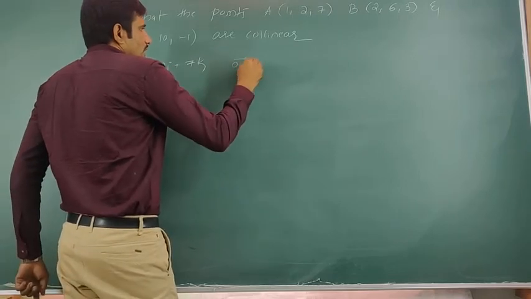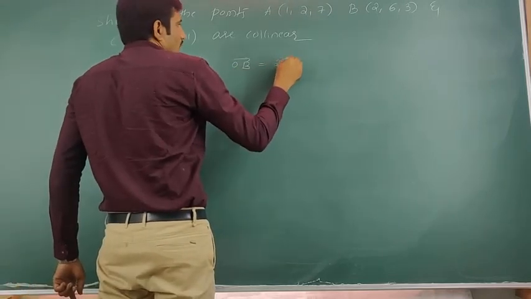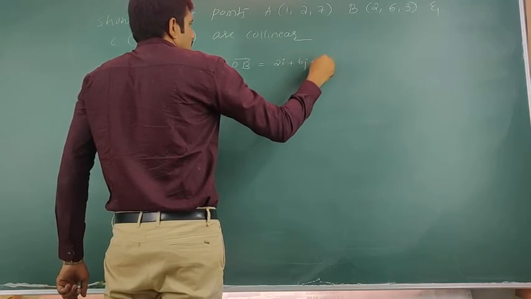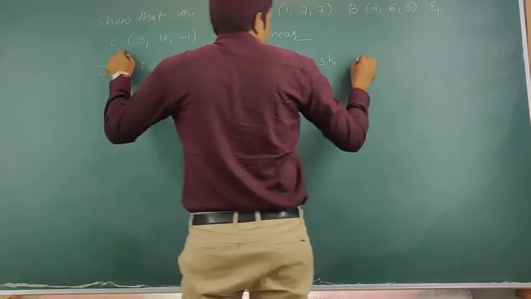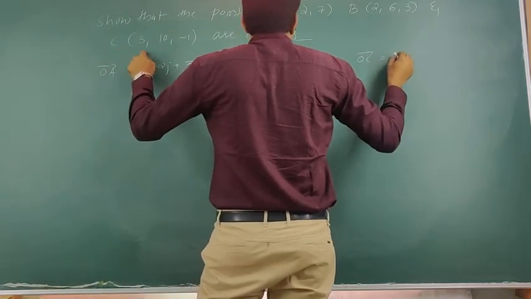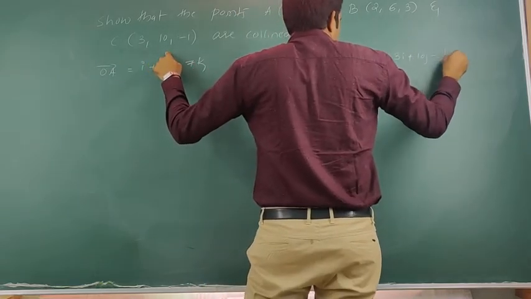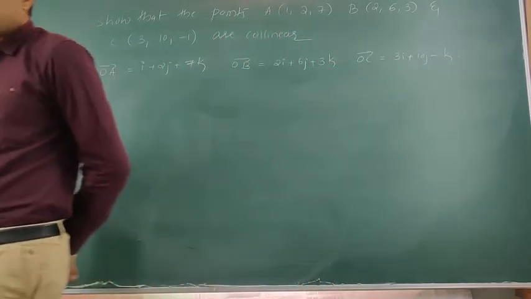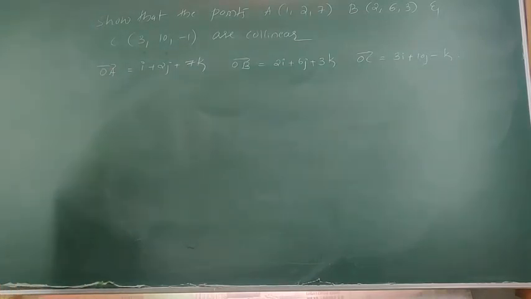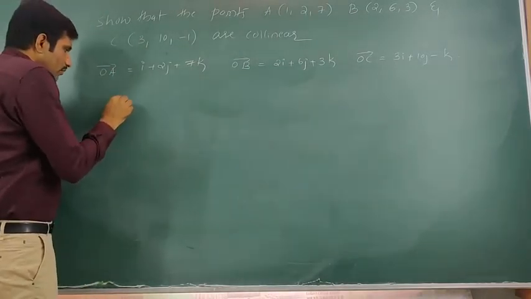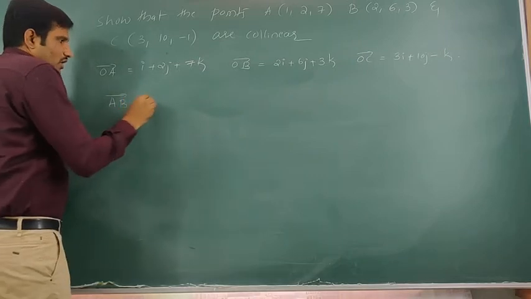What is the position vector of B? 2i plus 6j plus 3k. What is the position vector of C? The position vector of C is 3i plus 10j minus 3k. Right? So first write the position vectors of A, B, C. Next I find vector AB.